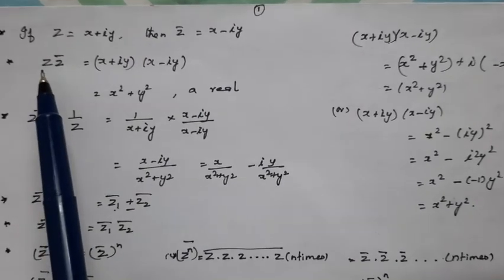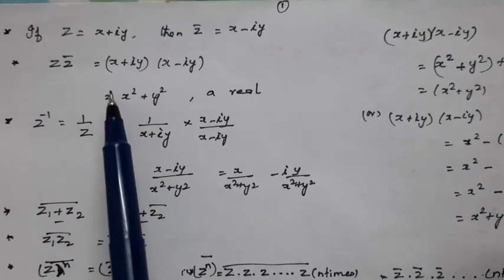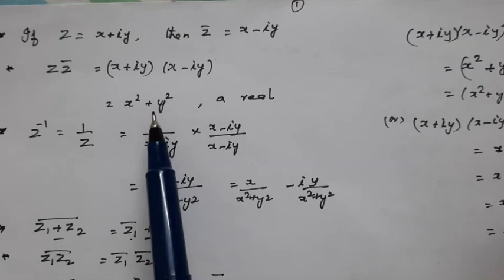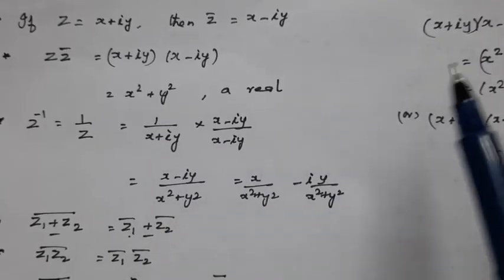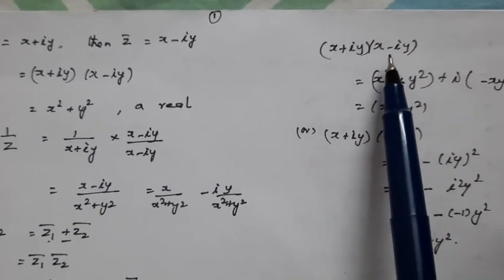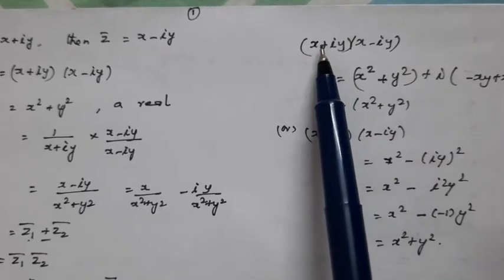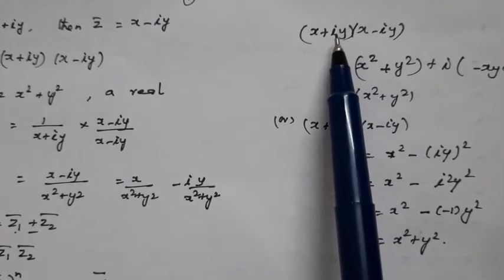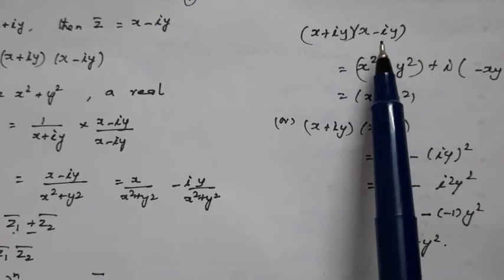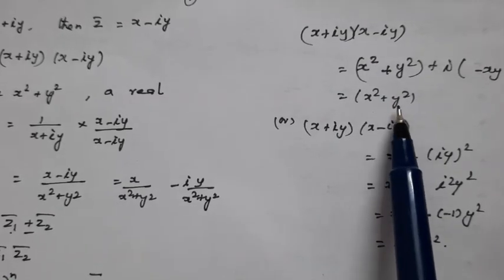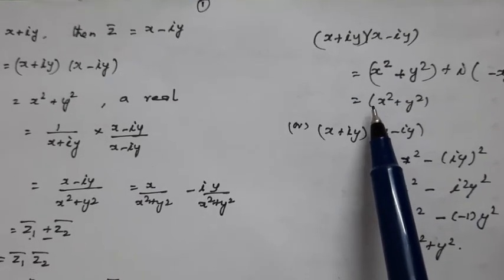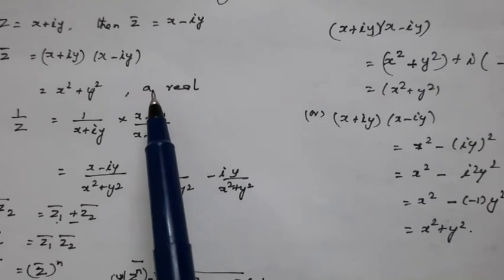And then if you multiply z and z bar, the product is a real number. See, on multiplying x plus iy and x minus iy, either by the rule of multiplication of complex numbers or ordinary multiplication, you will get the answer as x squared plus y squared. There is no imaginary term, so it is purely real.